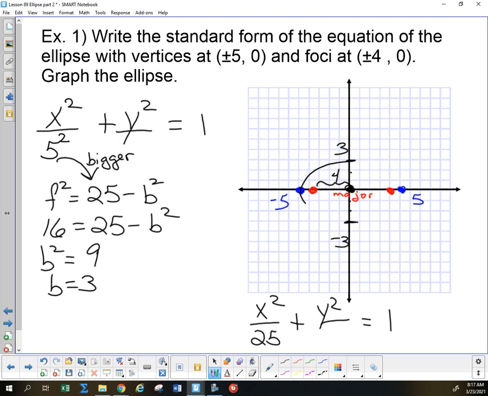That means this is what my ellipse looks like. My y denominator, remember, is not 3. It is that 3 squared, or 9.